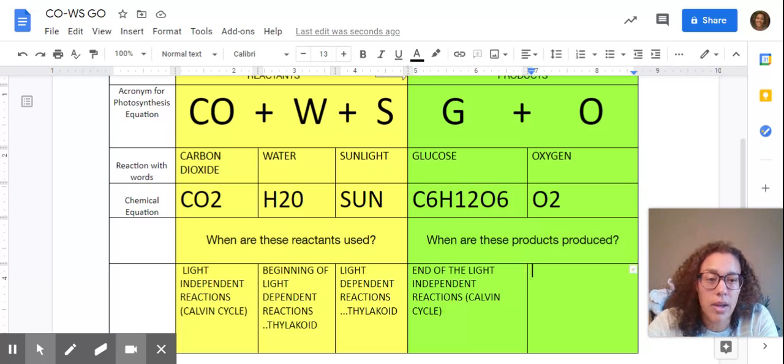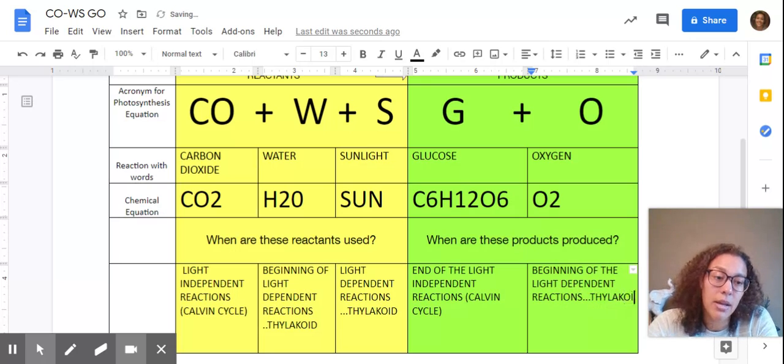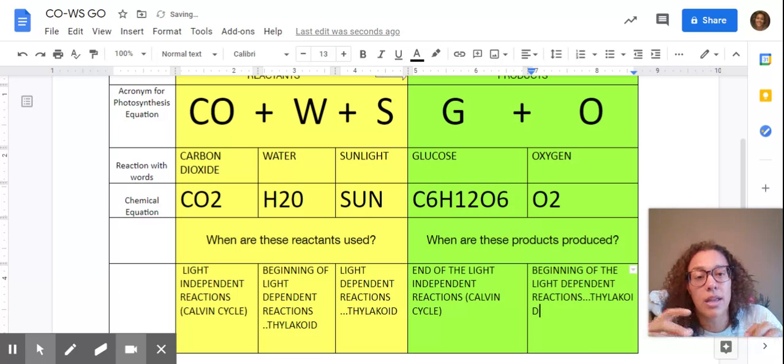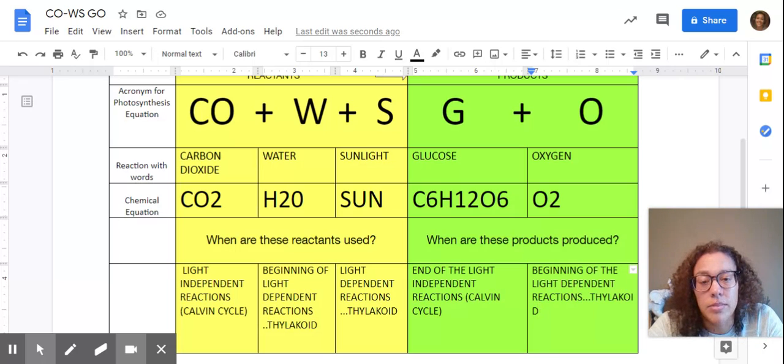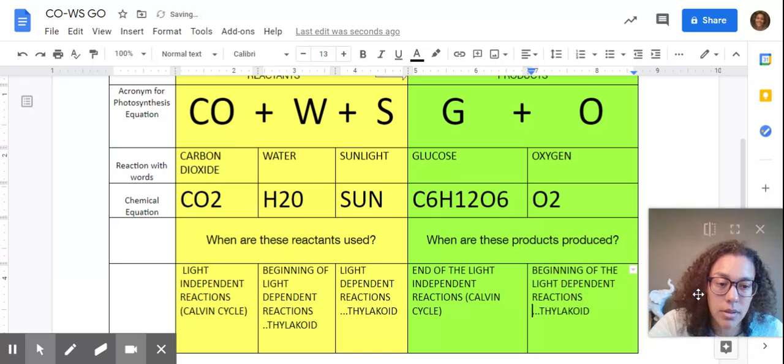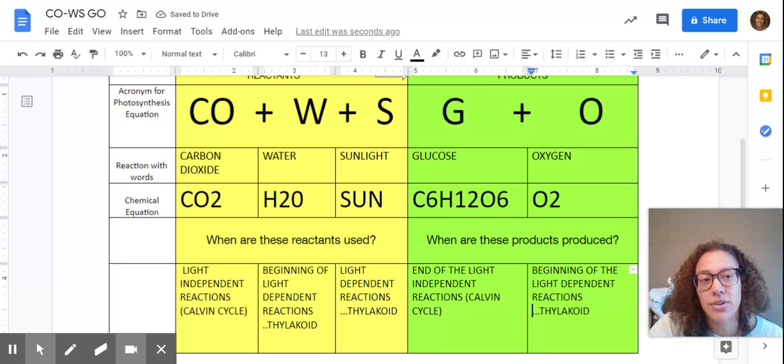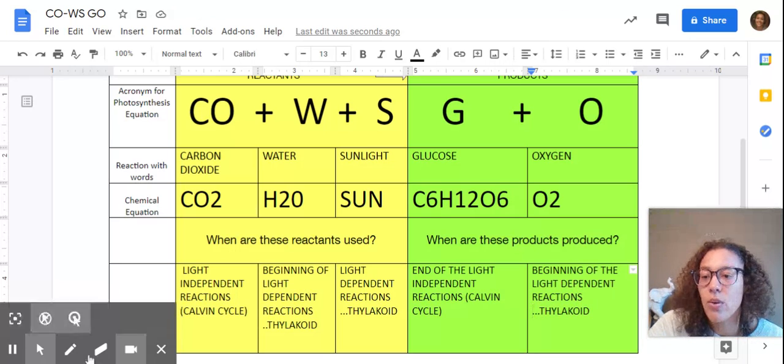Okay, and then we have our oxygen gas. Where is that being produced? That goes back to the beginning of the light dependent reactions. This is again happening in the thylakoid. Sunlight comes in, splits water, and oxygen is released from that chemical reaction of breaking down water. So that's where that one is coming from. All right, hopefully that helps you and gives you a nice little overview of photosynthesis.